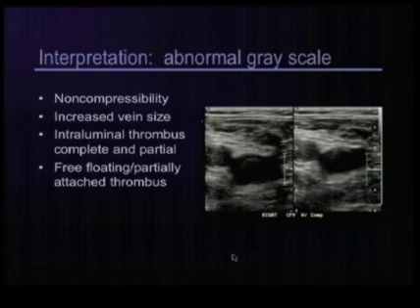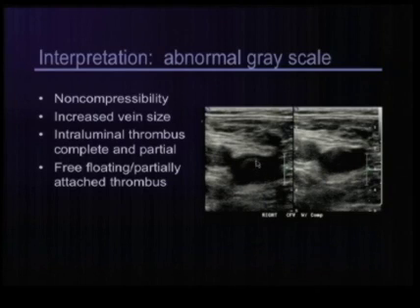Okay, an abnormal study, let's talk about that. Non-compressibility of the vein is the most important criterion for establishing the diagnosis of thrombosis. If the vein does not compress, there is something in the lumen. Usually the vein is somewhat larger than the corresponding artery, but if it is even larger than that, then a thrombus should be suspected. And sometimes this may be the only sign of thrombosis on grayscale.